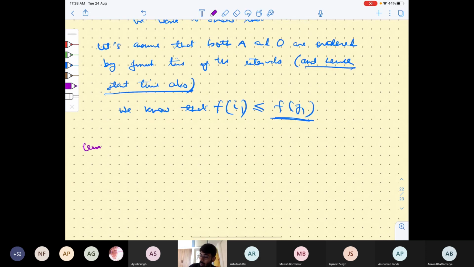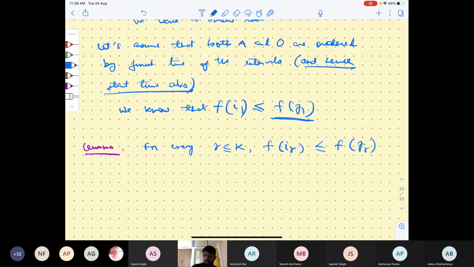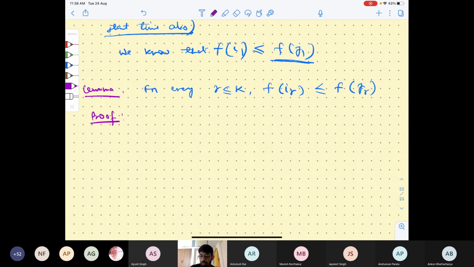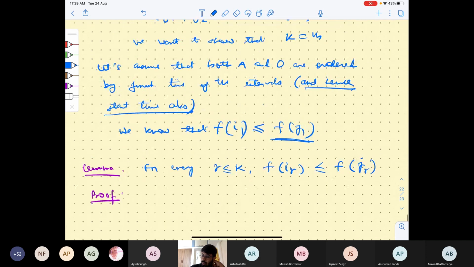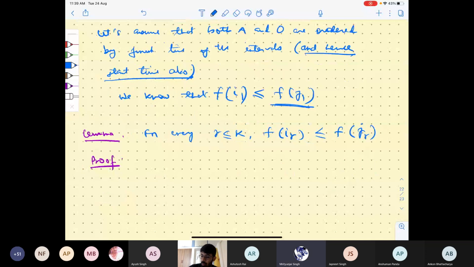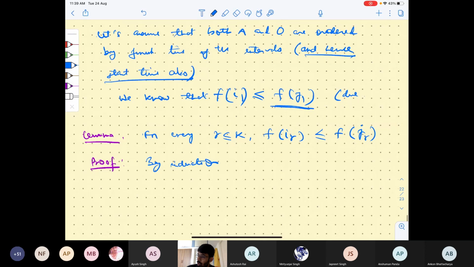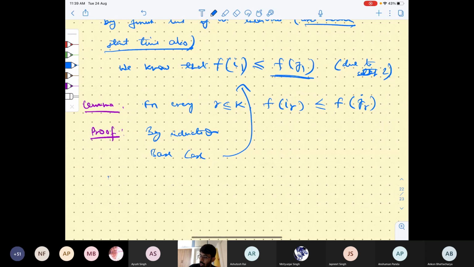So this is what the lemma actually we would want to show, that this is actually true for everything in the set. So for every r less than or equal to k, let's say f of I r is less than or equal to f of J r, right? And how can we prove this? Induction. Yep. So proof is by induction, and we have already seen the base case due to the first step of the algorithm, I guess, if I'm not missing something.